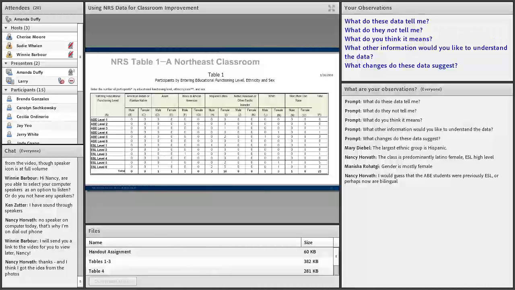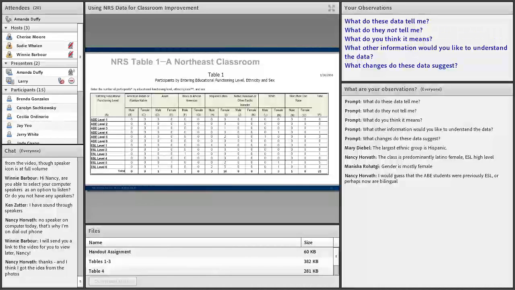Great, so Nancy says, I would guess the ABE students were previously ESL or perhaps are bilingual. Absolutely, that's a great guess. And you can follow up the hypothesis by investigating and having conversations with the students, again, just to make sure that they are actually in the correct class and that they're getting the instruction that they need to meet the goals that they need at the level that they need it. So this is one example of what you can do with NRS Table 1.